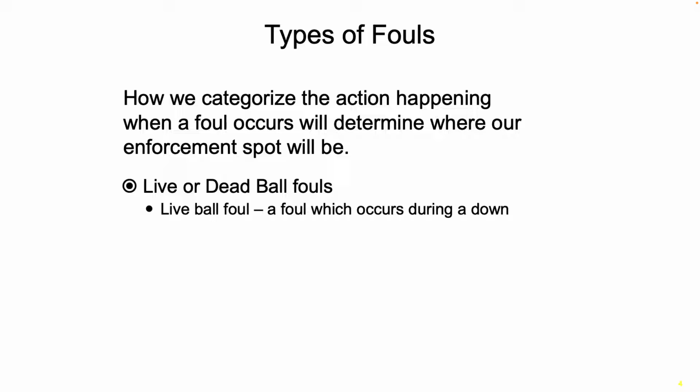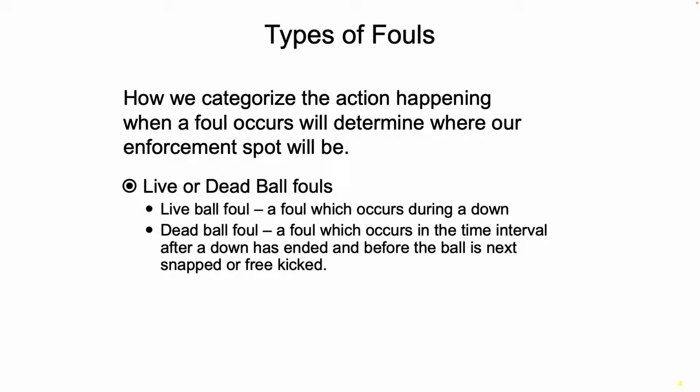The first set of categorizations we're going to talk about is either a live ball foul or a dead ball foul. A live ball foul is a foul which occurs during a down. A dead ball foul is a foul that occurs in the time interval after the down is ended and before the next snap or free kick. Pretty simple concept. But that's our first thing we need to determine: was the foul during a live ball or a dead ball? If it was a live ball, we have some further classification we can do.